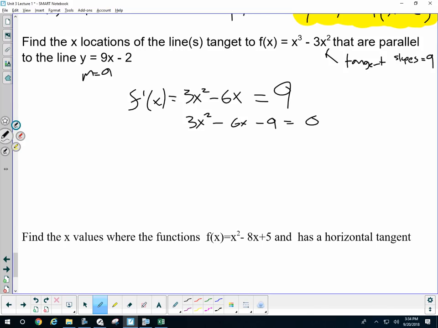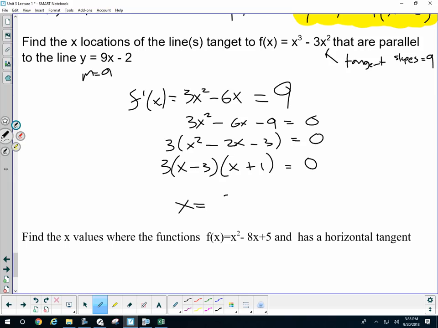Pretty much 100% of the quadratics we will see will be factorable. We will not have to use the quadratic formula, or we will not be able to graph to find the solutions. But if we do, you can use your calculator. So great. What do I do now? I probably want to factor out a greatest common factor. And then I can factor this nicely. And get the 2 x locations of the lines tangent that are parallel to that. Okay, boom.